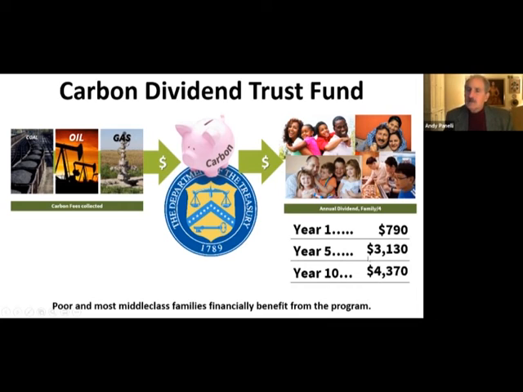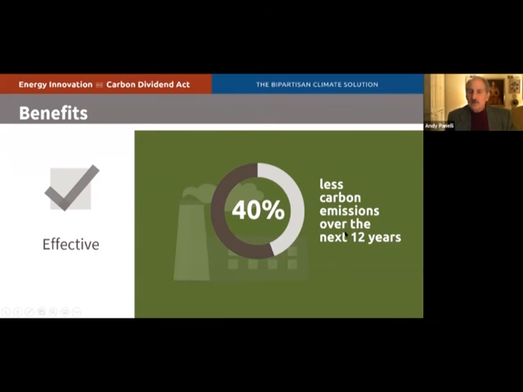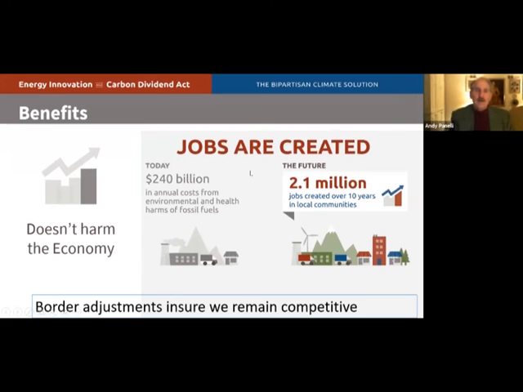But if a consumer decides to try to be more energy efficient, or get a car that gets better gas mileage, or get energy efficient appliances, or switch from coal-fired power to community solar, they're going to be able to pocket savings from that. So there's an opportunity to save at the same time while we're lowering our emissions over the next 12 years by 40%. There's an opportunity for job growth, and not just in the renewable energy sector.